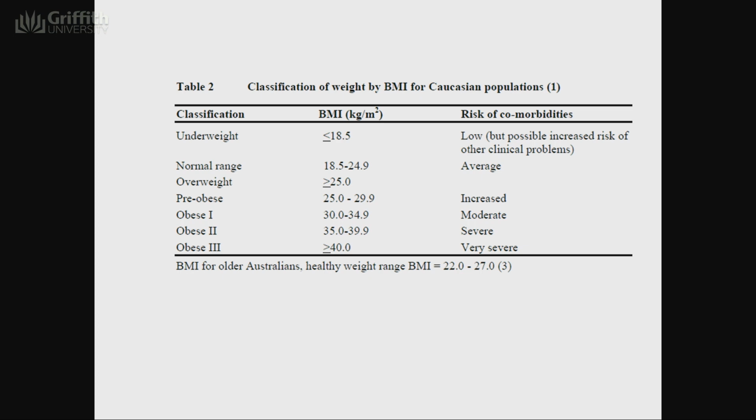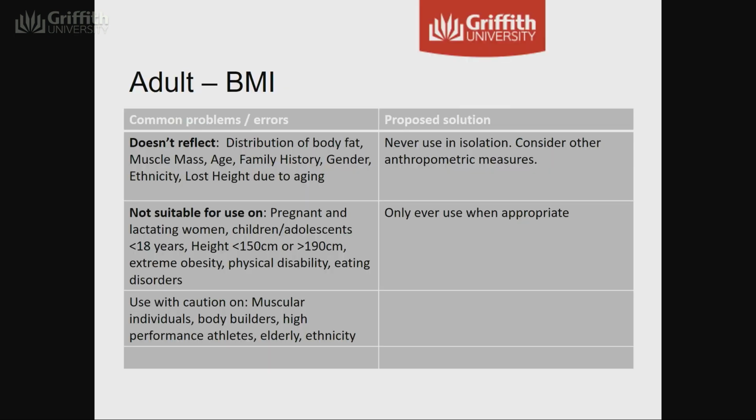So if somebody has a BMI of less than 18.5, we consider them underweight. They have a low risk of comorbidities, but they may present with other clinical problems. Normal range is between 18.5 and 24.9. Overweight is considered greater than 25. Pre-obese in terms of overweight is 25 to 29.9. And then you've got three categories of obesity, 1, 2, and 3, based on an increasing BMI incidence by 5 units. And you're moving from increased to very severe risk of comorbidities. So they're the cutoffs for BMI.